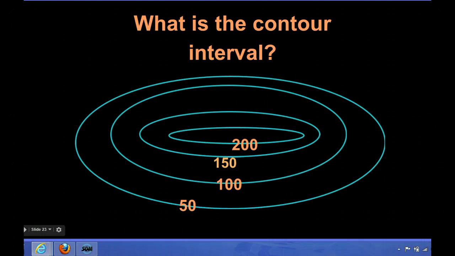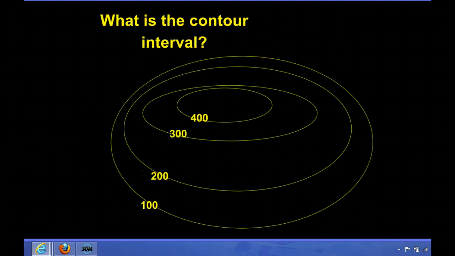What is the contour interval on this map? If you said 50, you're right. How about this contour interval? The contour interval on this map is 100. So just to reiterate, the contour interval is the difference between two adjacent contour lines. So as in this one, 200 and 100 are next to each other. So we would subtract them, 200 minus 100, and that would give us our contour interval of 100.